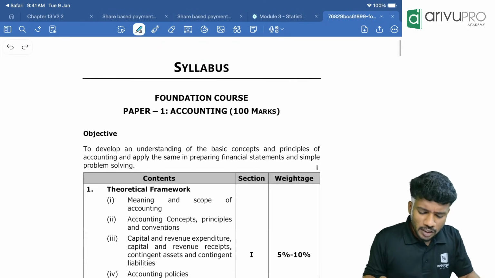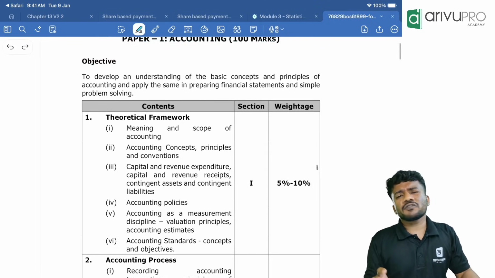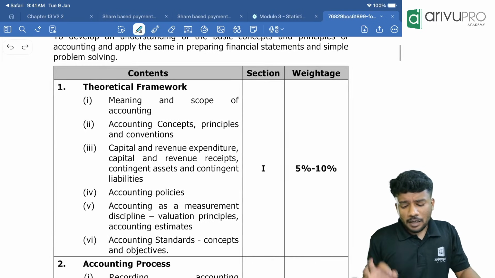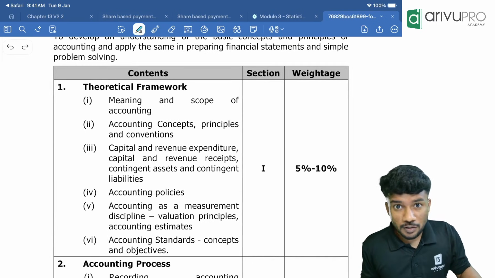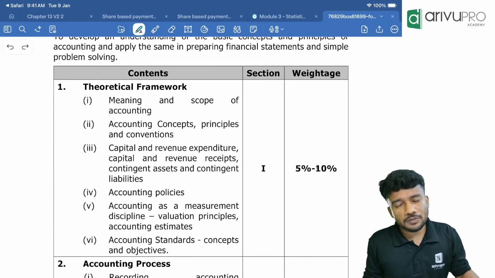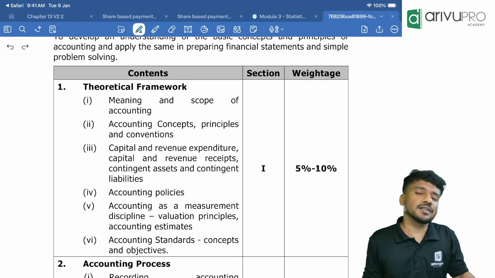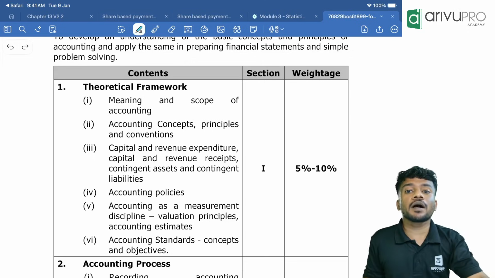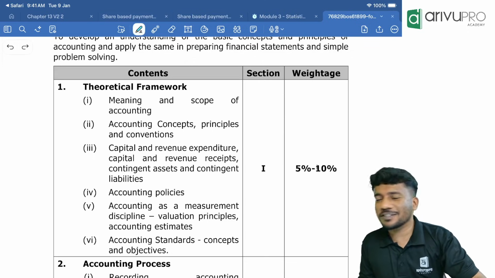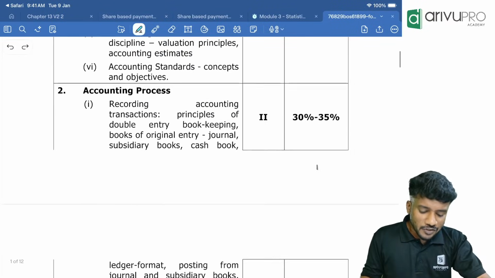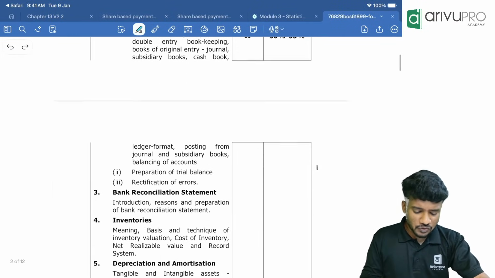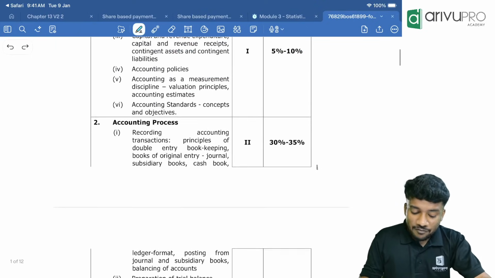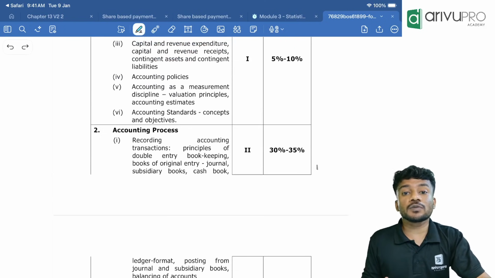Coming to the first paper, that is accounting. In accounting, around 5 to 10% of the marks or weightage will be from the first chapter, that is theoretical framework. This 5 to 10% means up to 10 marks can be there from the first chapter. Now coming to the second chapter, that is accounting process, then third chapter, fourth chapter, fifth chapter, sixth chapter, everything together will give you 30 to 35 marks.